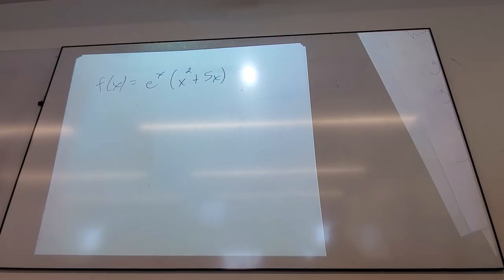I see e power x. Good, e to the x. And then I see x squared plus 5x. Now, when I multiply those together, what does it create? It creates one function. Good, there you go. That's all I'm saying. No, I thought you were saying this is one function. No, the derivative totally is.